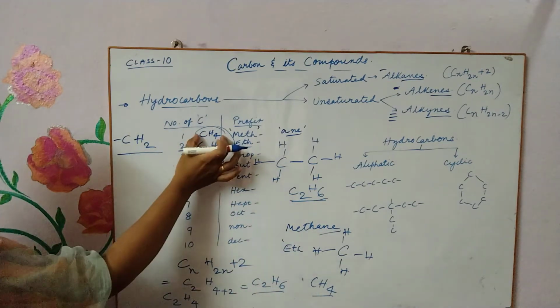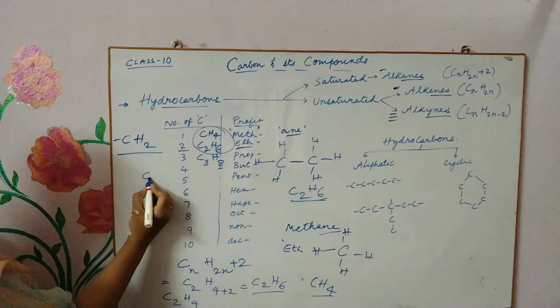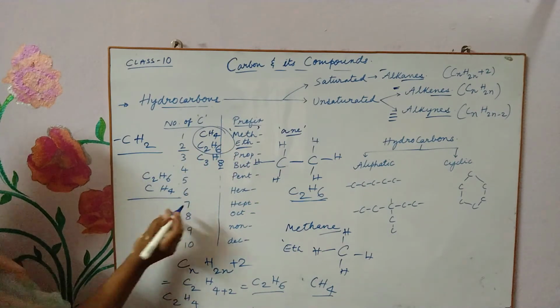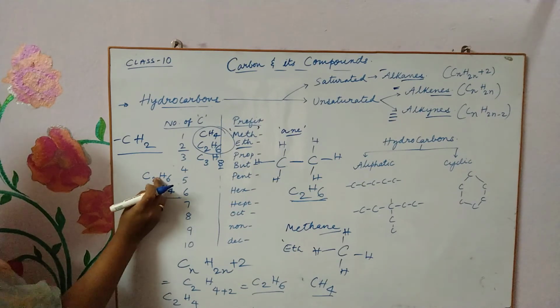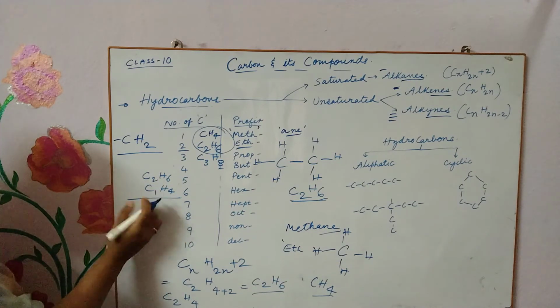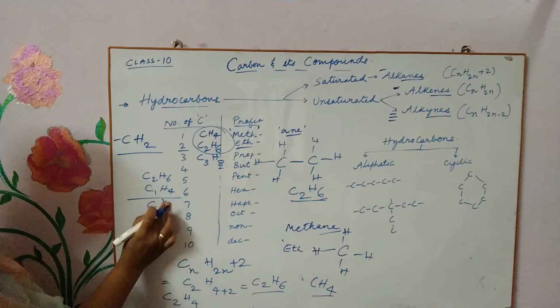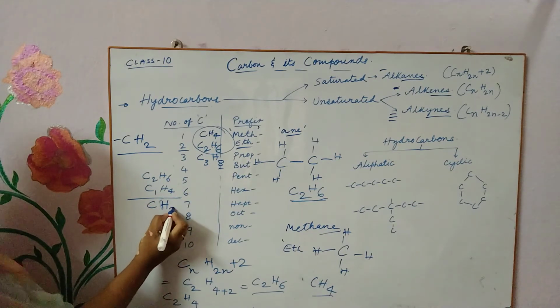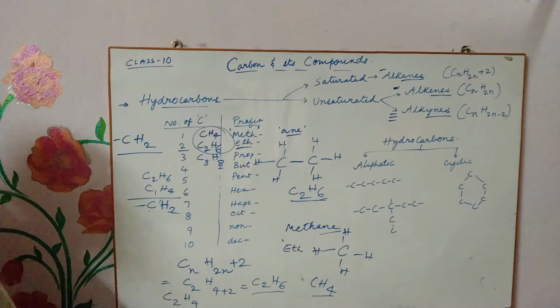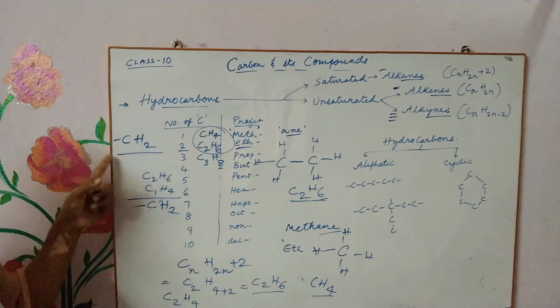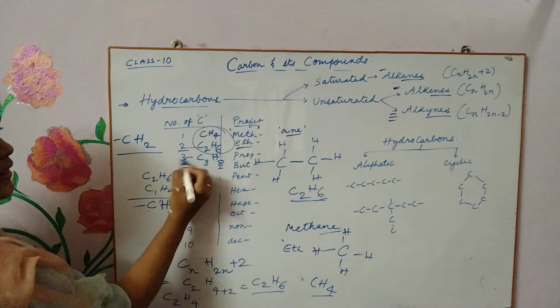It is CH4, C2H6. Let's just subtract now. C2H6 and CH4. You subtract this, 2 minus 1. Nothing is written, means it is 1. That is only 1C. 6 minus 4, it is 2. CH2. What is the difference that we got here? CH2 we got.